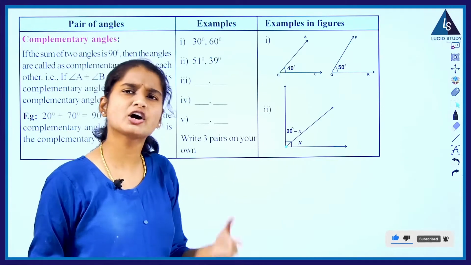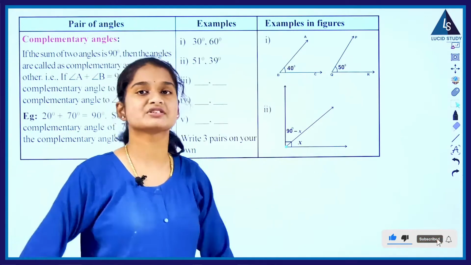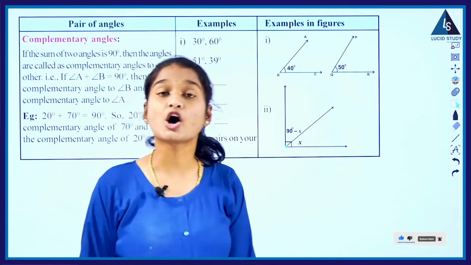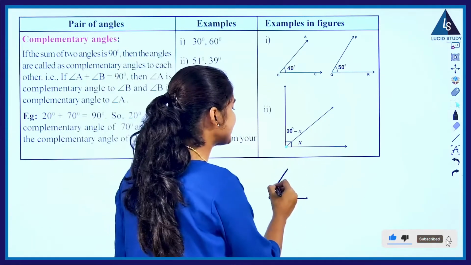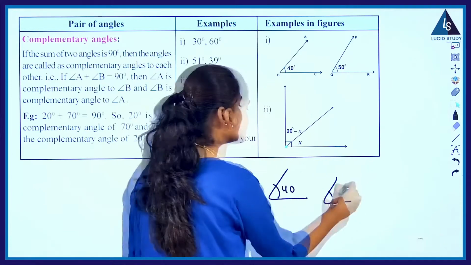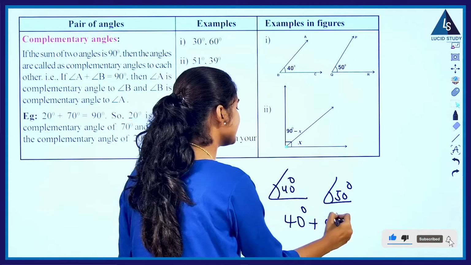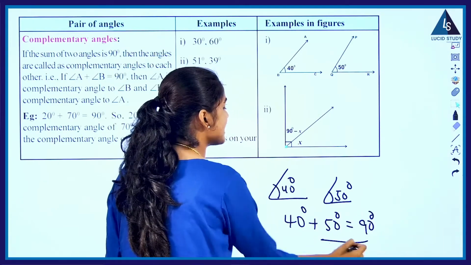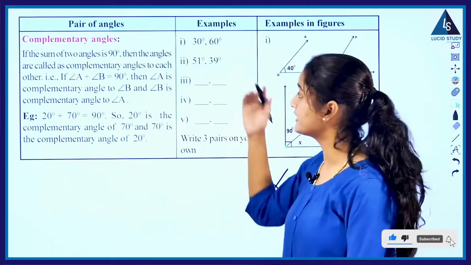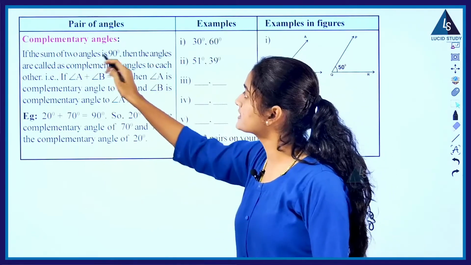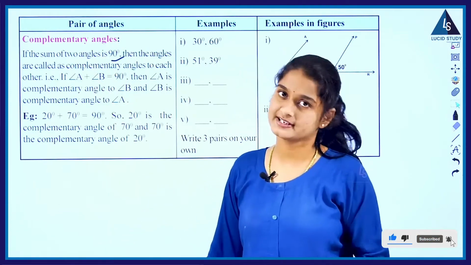You have learnt all this in your grade 6 also. And in angles also, we have many types of angles. The first one is complementary angles. I will take two angles, 40 degrees and 50 degrees. Now, add these both angles. What is the sum? 40 degrees plus 50 degrees? It is 90 degrees. Sum of both of these angles is 90 degrees. So, this is called complementary angles. If the sum of two angles is 90 degrees, then the angles are called complementary angles.